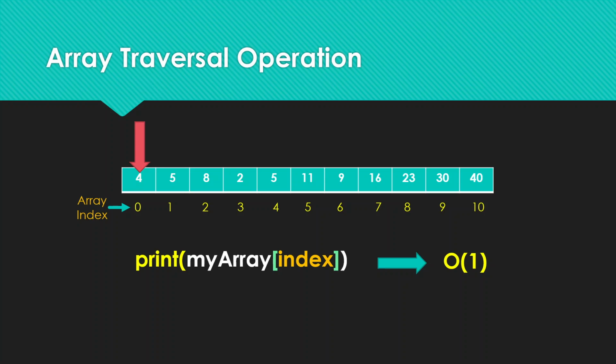Now, it's not just the first element that we can access, we can access any other element. So if you want to access a single element in an array, you can simply do the name of the array, then the index. For example, if you wanted to print 23 in this array, then you'll do print my array. Inside the square brackets, you'll enter the value 8.